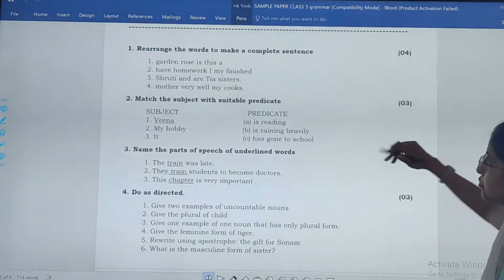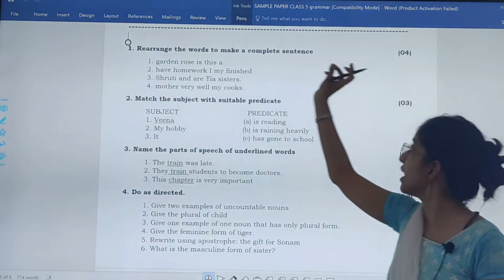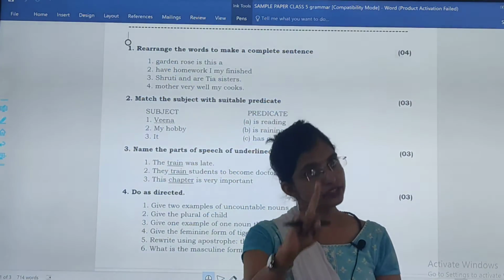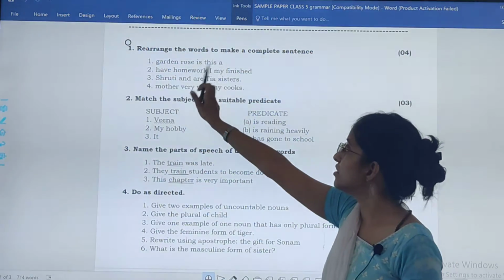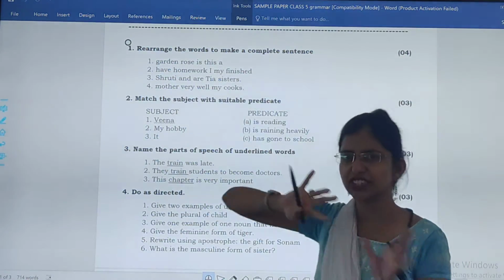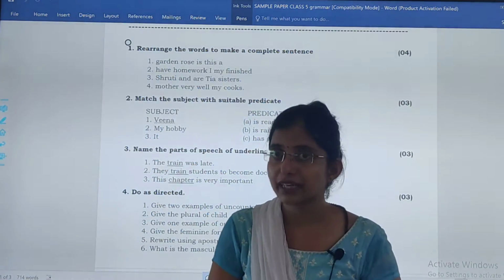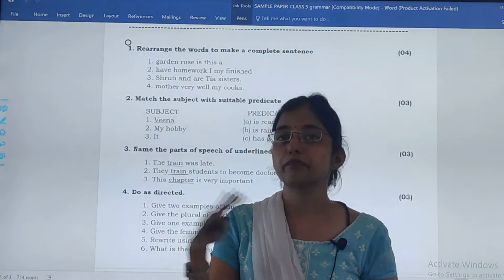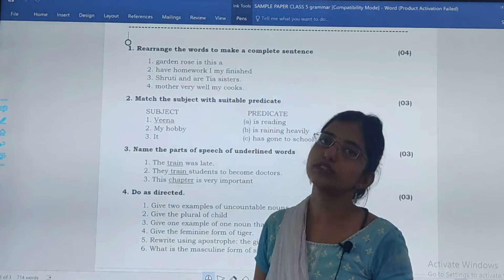Rearrange the words to make a complete sentence. 4 questions are given to you and it carries 4 marks. It means individually it carries 1 mark. We will solve the first one. Garden rose is this a. It is a jumbled sentence. It has no meaning. Now how will you make sense of it? By arranging it in proper order so that it makes complete sense. This is a rose garden.